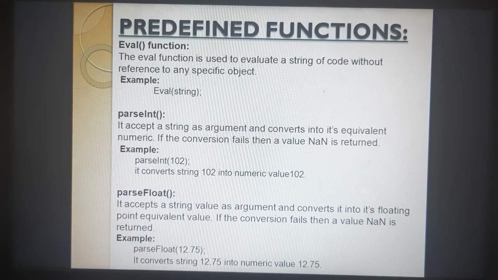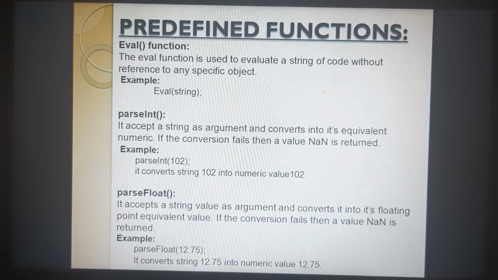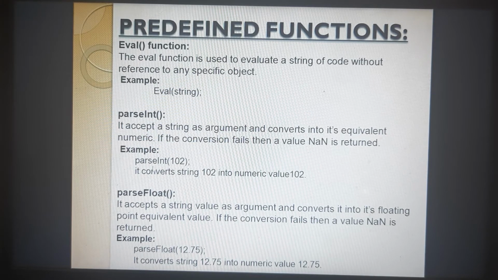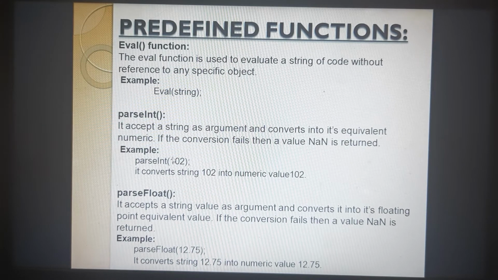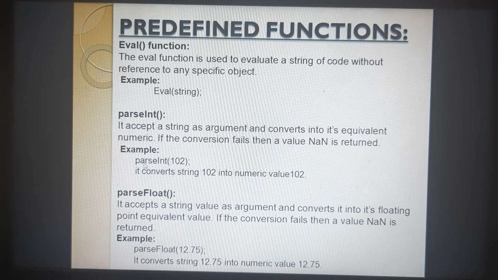The third is the eval function. Similarly, the eval function is used to evaluate a string of code without reference to any specific object. Similarly, parseInt accepts a string as an argument and converts it into the equivalent numeric form. For example, parseInt, with a capital I in Int, 102. The 102 is a string right now over here. This function converts the string 102 into the numeric value 102.